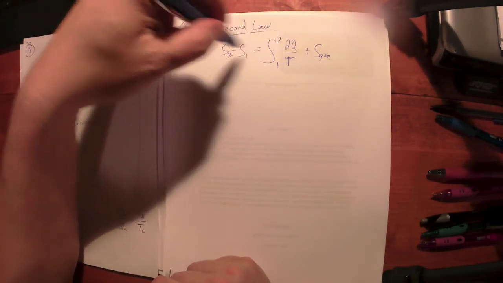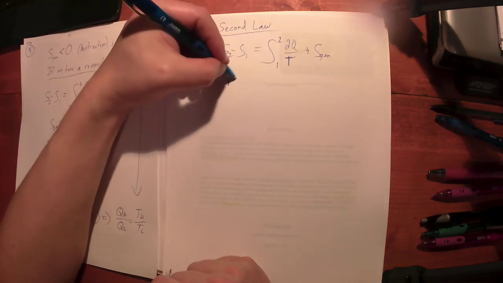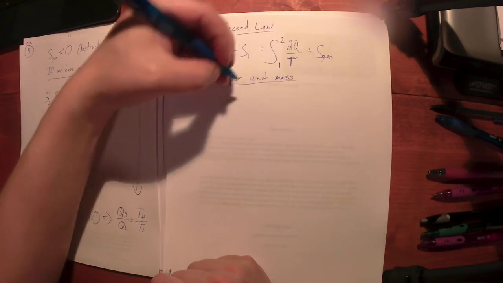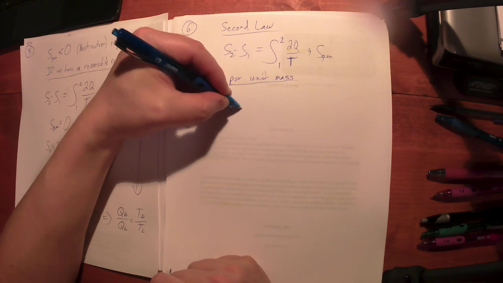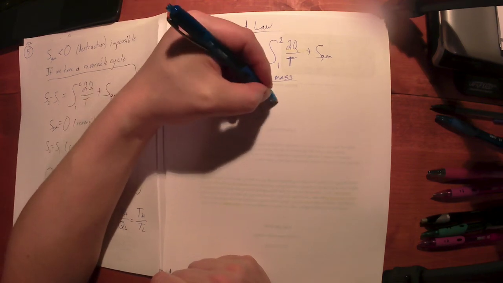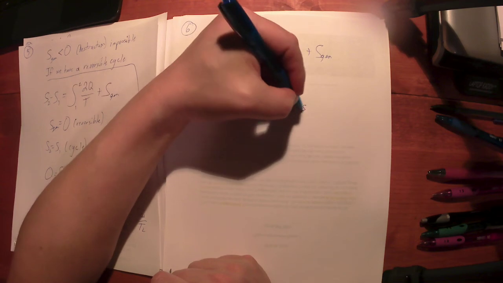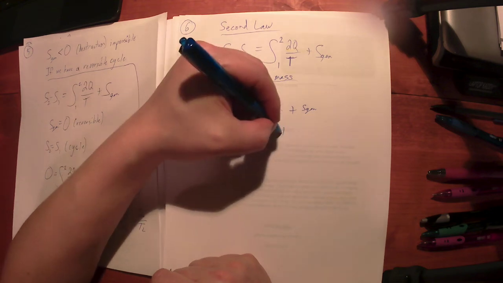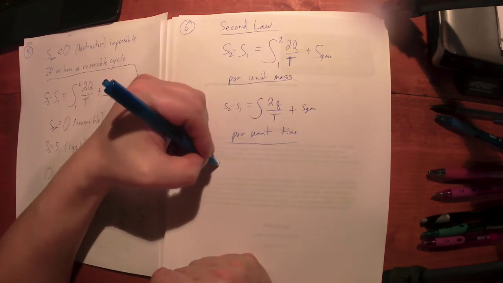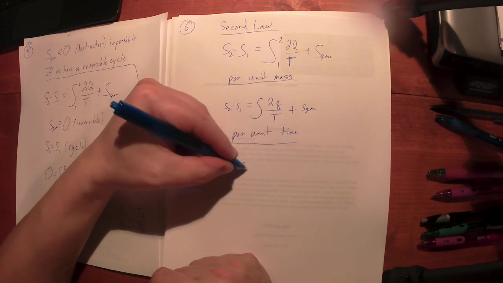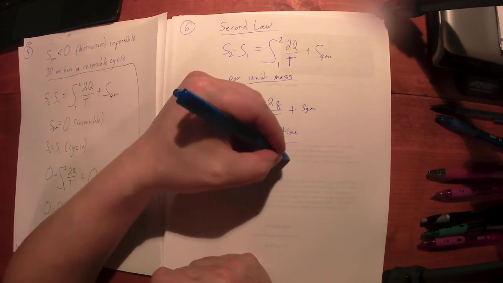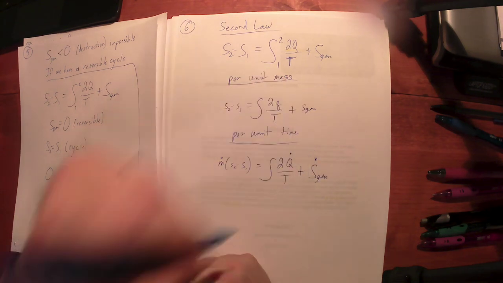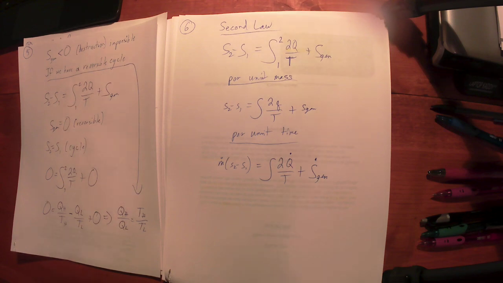This is the second law. These are all capital letters. We've seen this before. We can work this per unit mass. We divide everything here by m, so this is little s2 minus little s1 is equal to the integral of del little q over T plus little s gen. We can also work this per unit time. So that is m dot times little s2 minus little s1 is equal to the integral of del big Q dot over T plus big S gen dot, the rate at which entropy is being generated. They're all three the same equation.